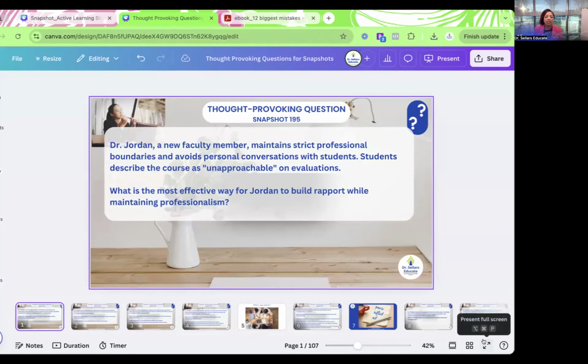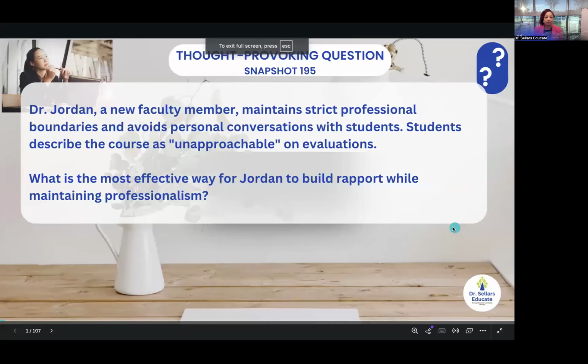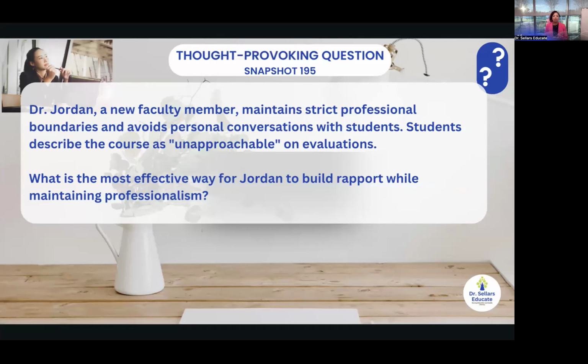All right, so now we're going to take a look at our thought-provoking question. Dr. Jordan, a new faculty member, maintains strict professional boundaries and avoids personal conversations with students. Students describe the course as unapproachable, okay, on evaluations. So not only do they describe the faculty member as unapproachable, but they feel like the content, the course overall, is unapproachable.